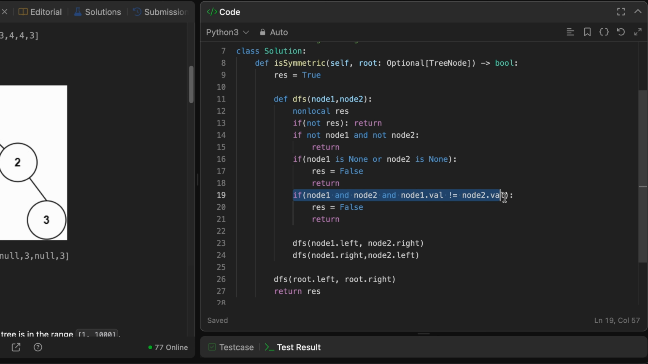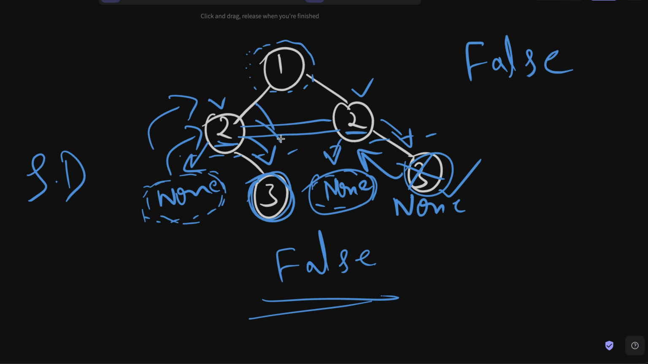Here we are checking whether the values of the two nodes are the same or not. We know that if they are not the same, the tree is not symmetric. So I'm setting res equal to false and returning from here. Now if all the base cases are fine, then we will go deeper. We will first take the left node of the left subtree and the right node of the right subtree and go in that branch till the end, and then we will take the right node of the left subtree and the left node of the right subtree and go for that branch. This is basically the coming back and going to the next branch logic here.